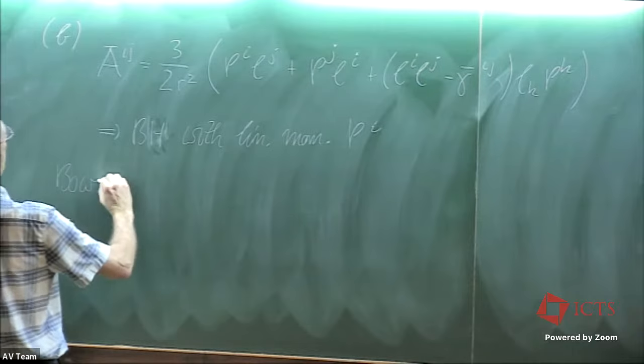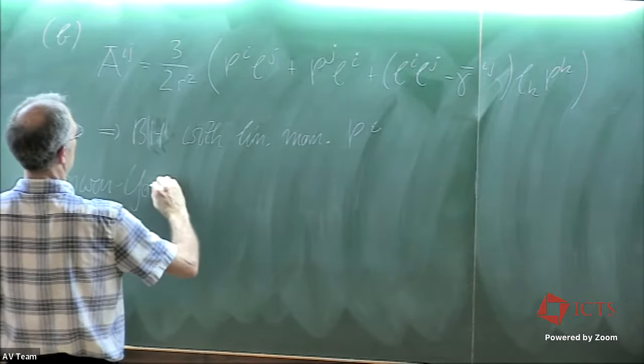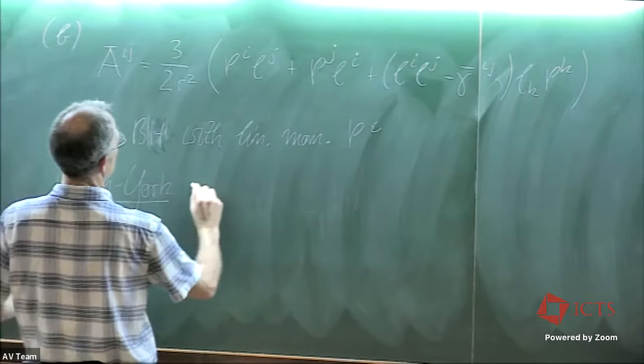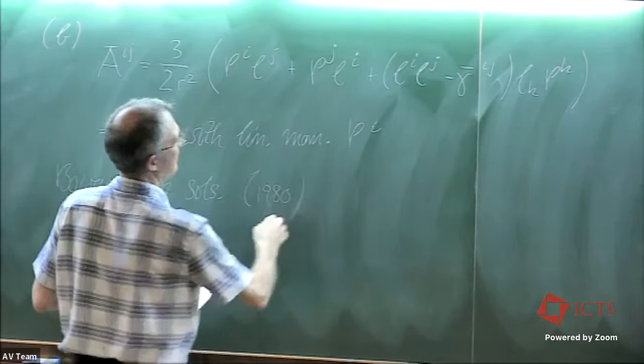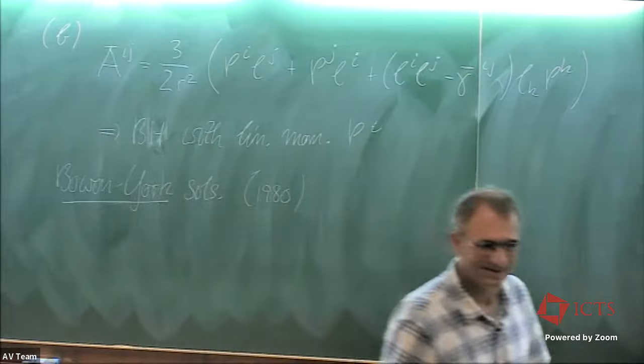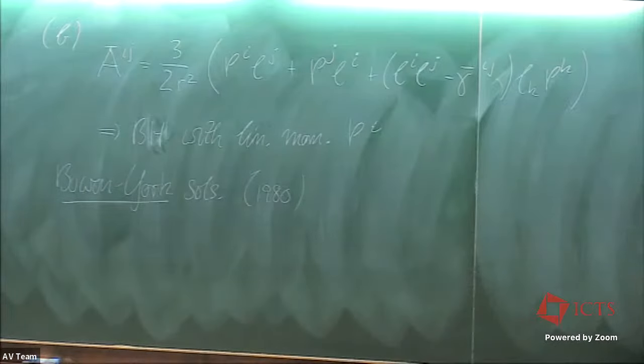and so they're called Bowen-York solutions. So this is from 1980. And I think these are really beautiful. It means that they give you analytical solutions to the momentum constraint for basic vacuum solutions, so black holes that carry either linear or angular momentum.